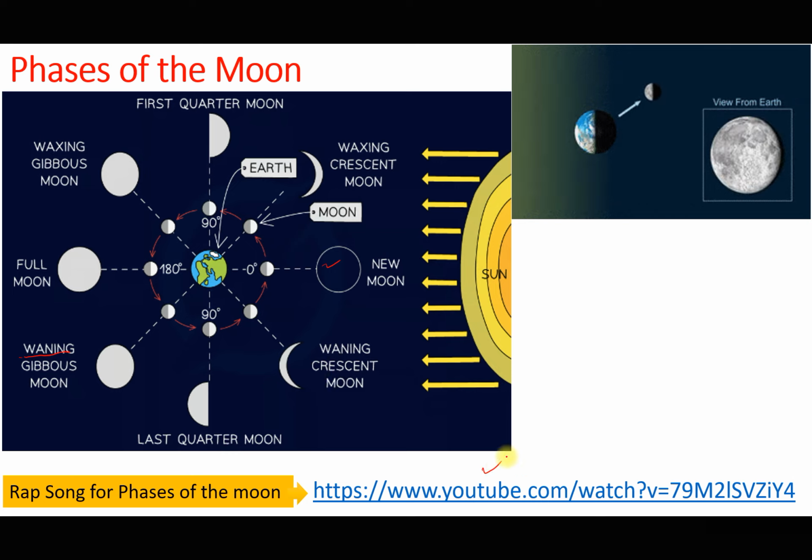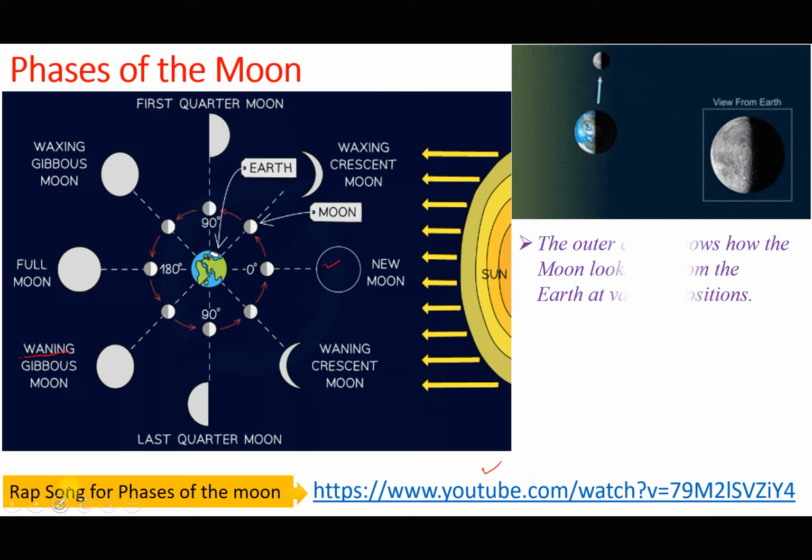Here is a video for the rap song to remember the phases of the moon for the 27 days. So the outer circle shows how the moon looks from the Earth at various positions. The circle which I've indicated here is showing how the moon looks when observed from the Earth at various positions.